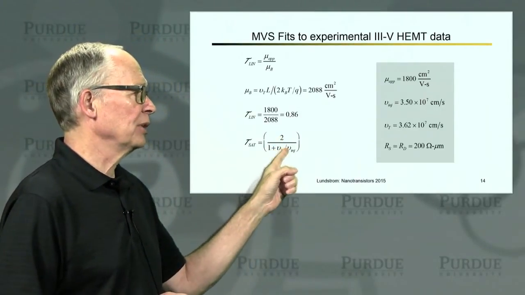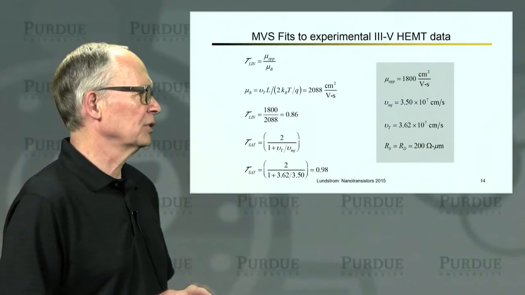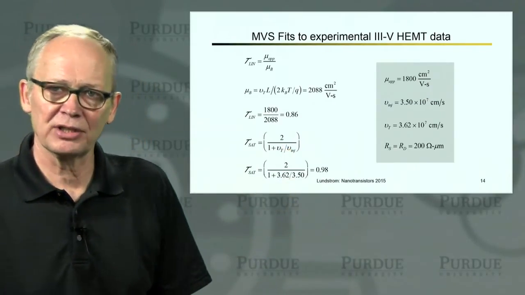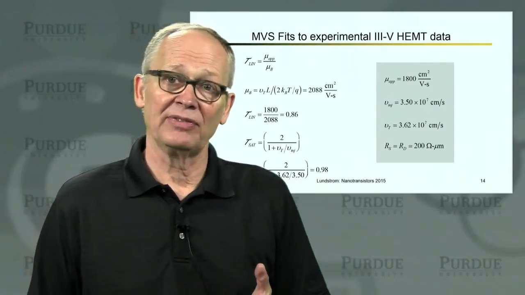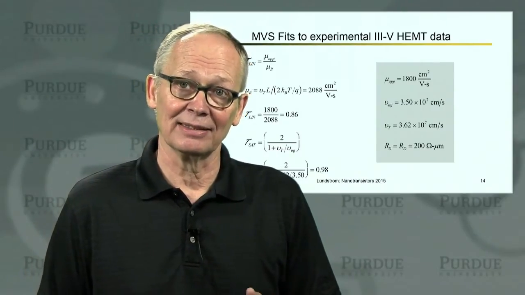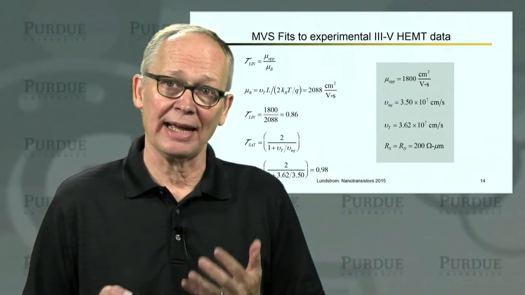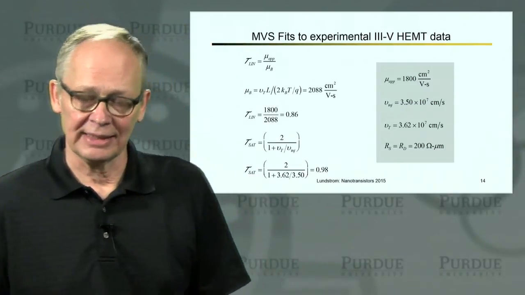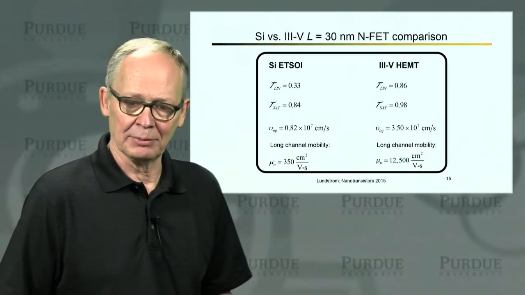In the saturated regime, we also have the numbers. We can easily compute a transmission in the saturated region, and we find in this case it's 98%. We are essentially operating at the ballistic limit in this 3.5 HEMT.